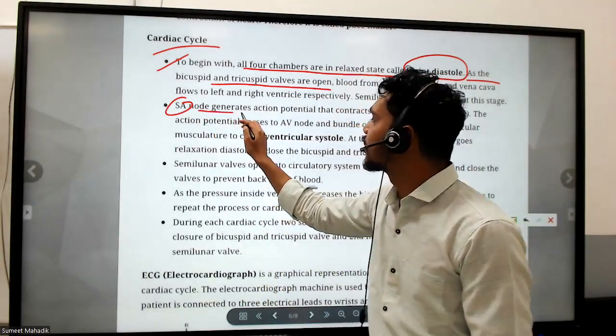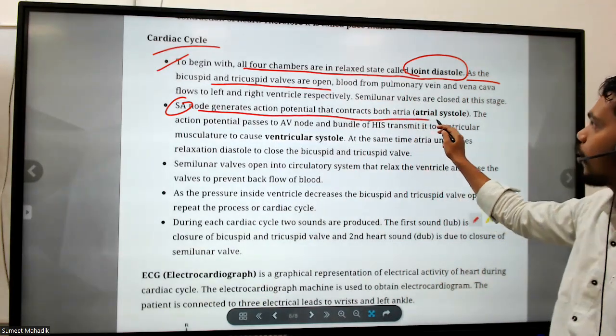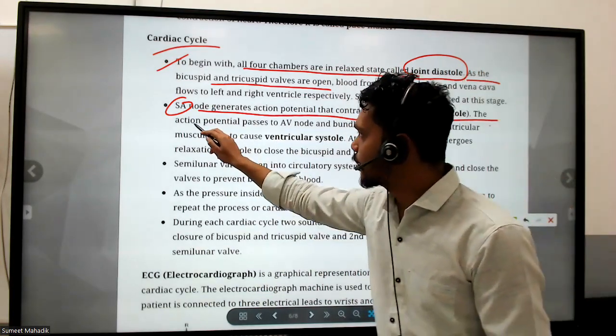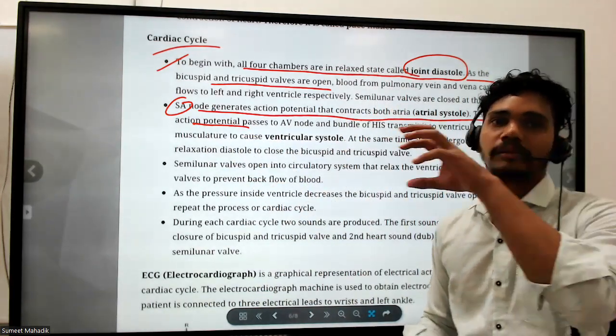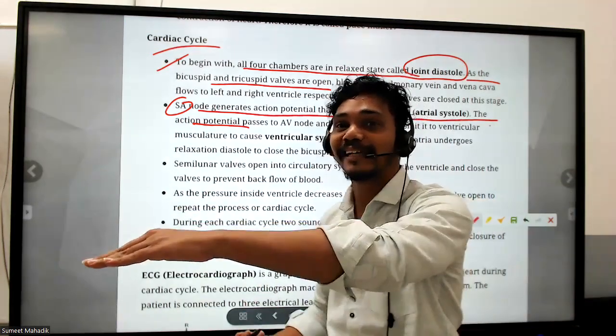The SA node generates the action potential that contracts both atria, called atrial systole. Action potential. What is action potential? Give me a word.